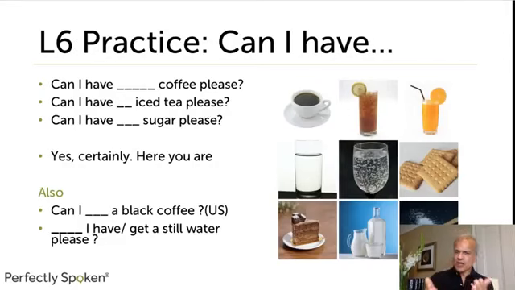In lesson 6 also, we asked for things with can I have, and we looked at a, an, or some. So do you remember? Can I have a coffee? Can I have an iced tea? It's I, it's a vowel. A-E-I-O-U. An iced tea, please. Can I have some sugar, please? And the answer, here you are.